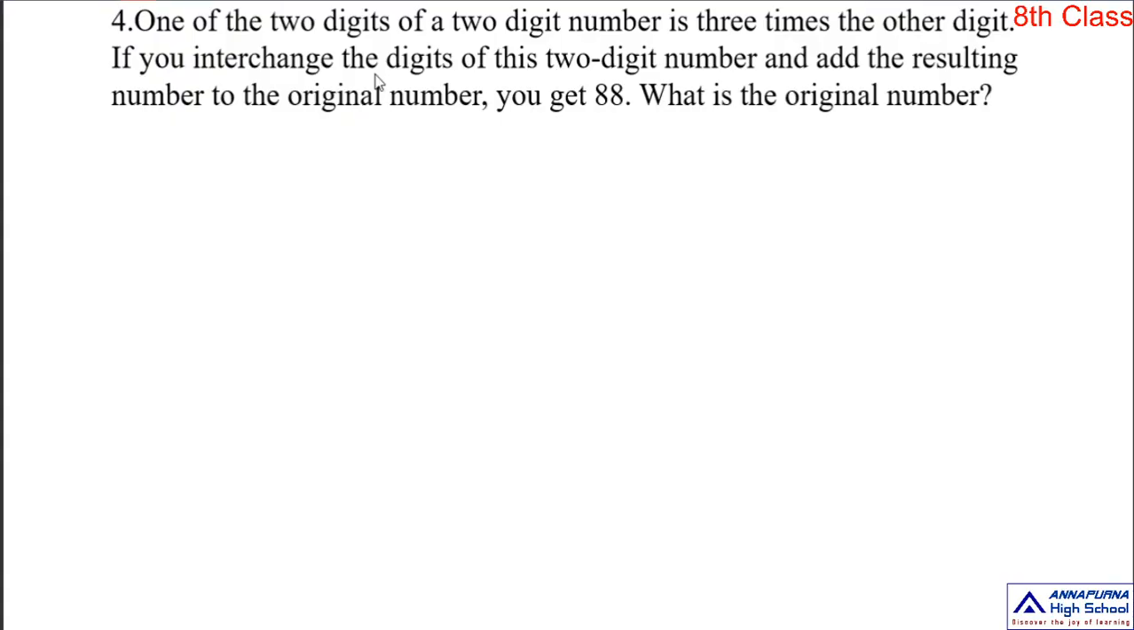One of the two digits of a two-digit number is 3 times the other digit. If you interchange the digits of this two-digit number and add the resulting number to the original number, you get 88. What is the original number?